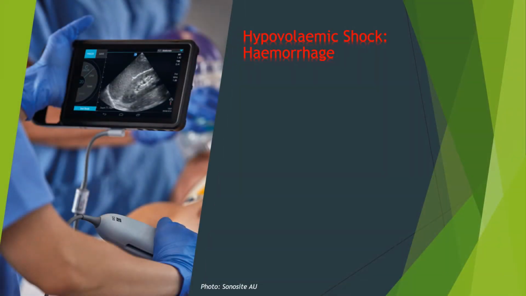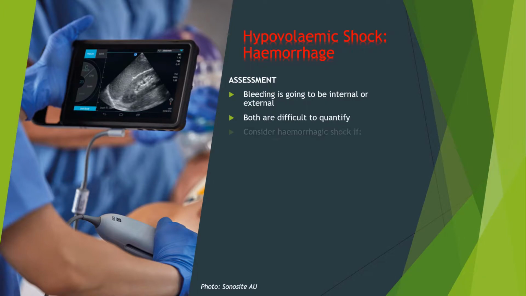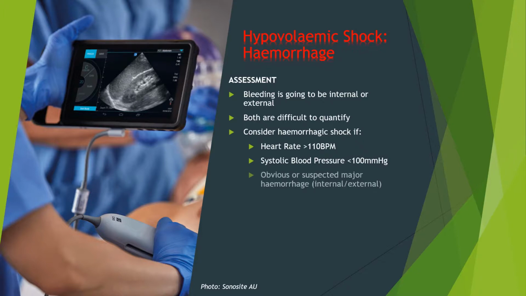So what can we do to manage or assess first hypovolemic shock? So bleeding is going to be internal or external, obviously, and both are difficult to quantify, and it's very difficult to just look at a volume of blood spread out over the ground and accurately say how much blood is lost. So we should consider hemorrhagic shock if we have a heart rate above 110 beats a minute, and we have a systolic blood pressure of less than 100 in a patient that's either got an obvious or suspected major hemorrhage that can be internal or external.